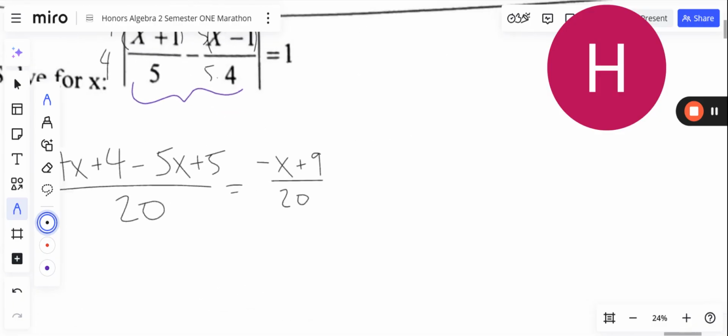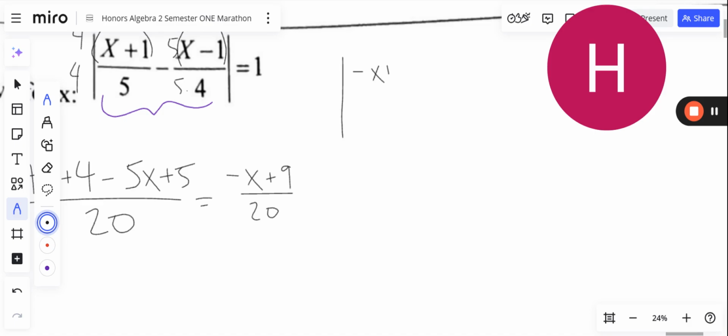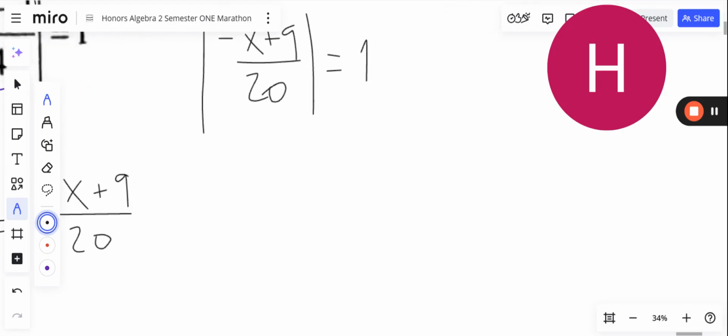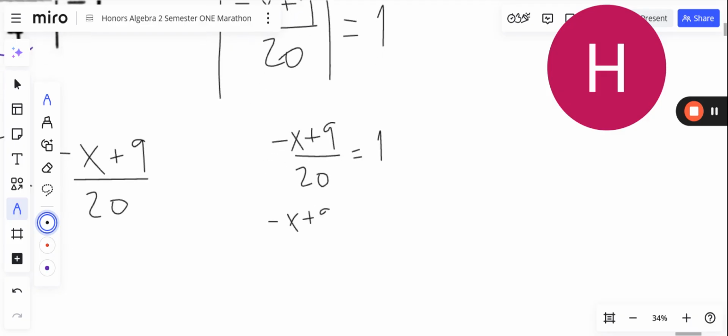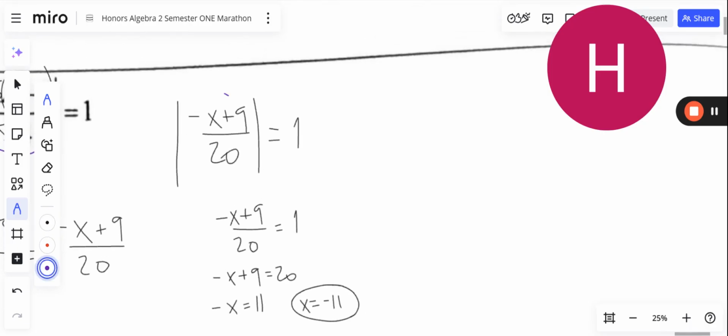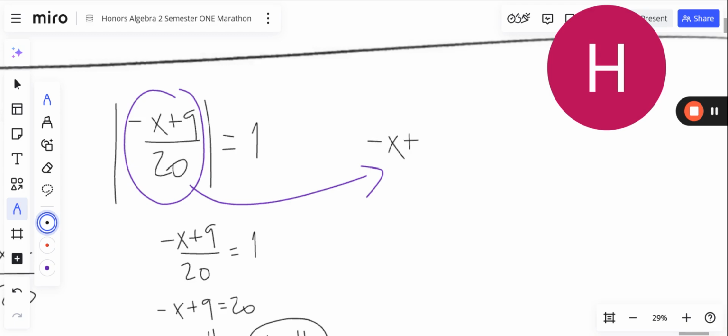So it's possible that the thing inside, negative x plus 9 over 20, just equals 1. And so it didn't have to change because it was already equal to positive 1. Which would mean that negative x plus 9 equals 20, which would mean that negative x equals 11, or in other words, x equals negative 11. But it is also possible that the inside got switched to positive 1, which meant it was really equal to negative 1. So let's go ahead and check that.